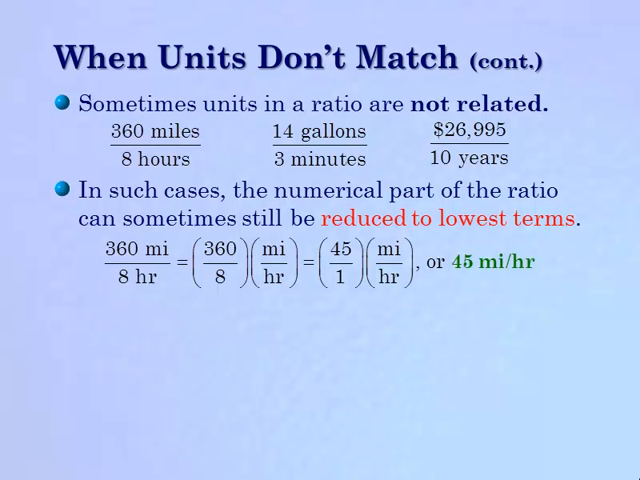So we'll take the 360 miles divided by 8 hours, and we can reduce that to 45 miles per hour. Or you can use unit ratios to convert to different units.